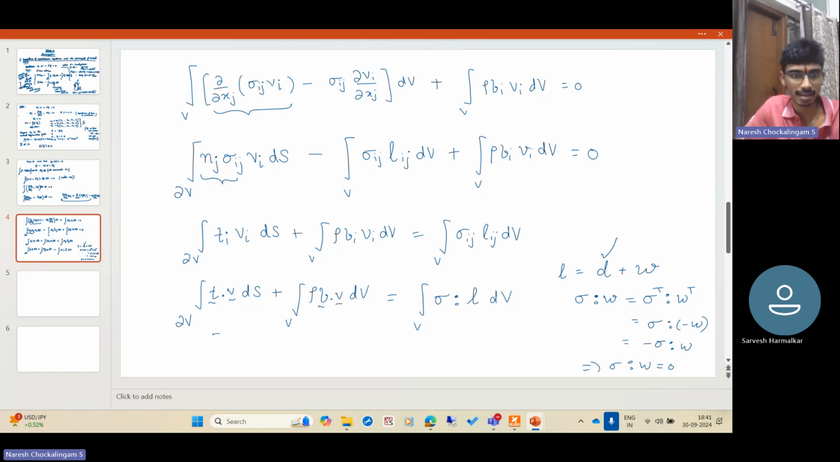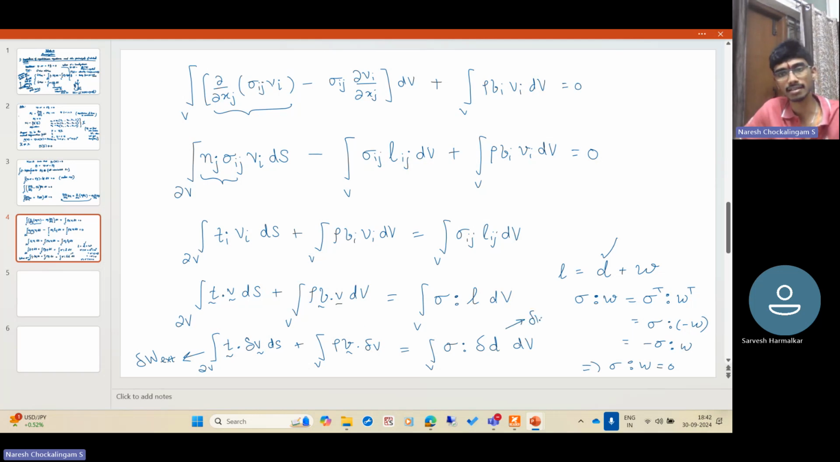So you can write this as the integral of t dot del v ds, where v is actually del v, I'll get back to the del notation, plus the integral of v rho b dot del v, equal to the integral over the volume of sigma double dot with del D. So what we have on the left hand side is the external virtual work done, and what we have on the right hand side is the internal virtual work done.